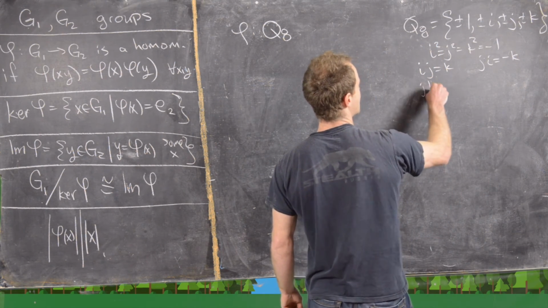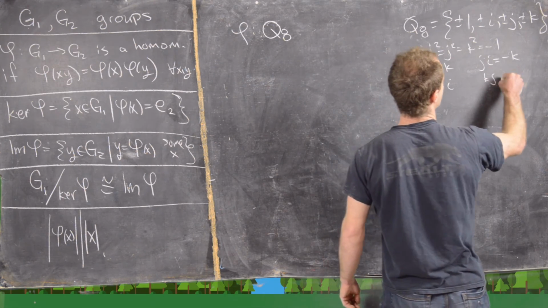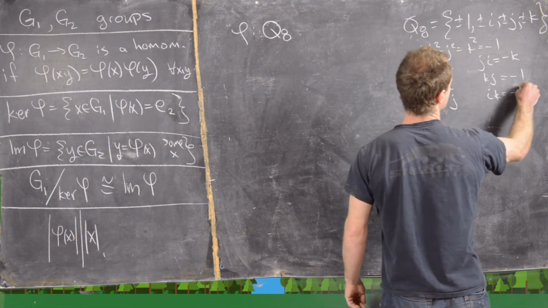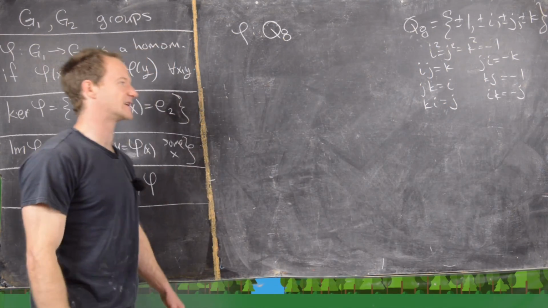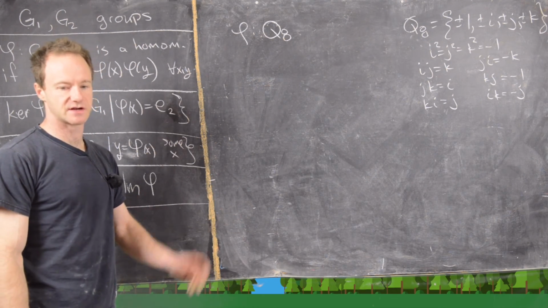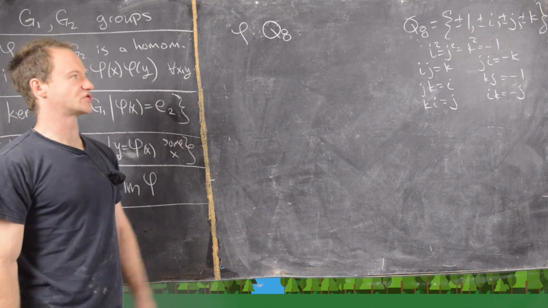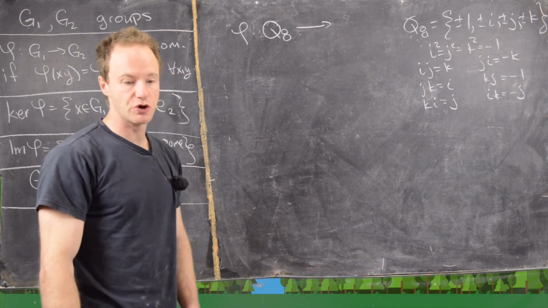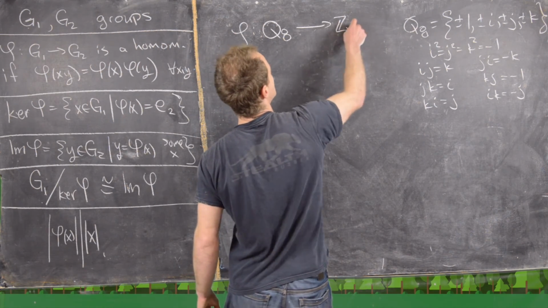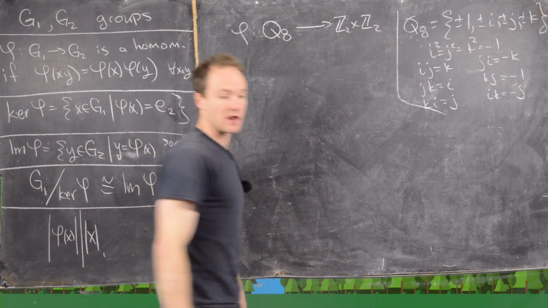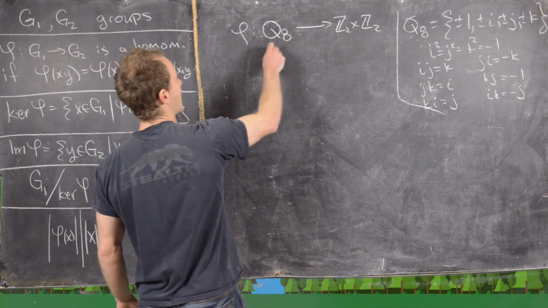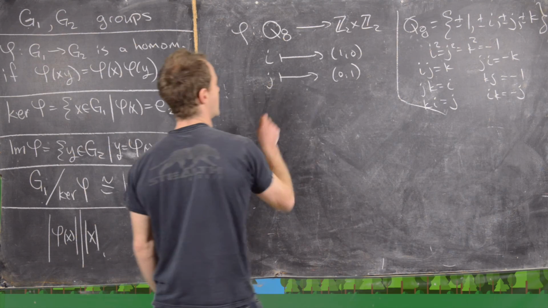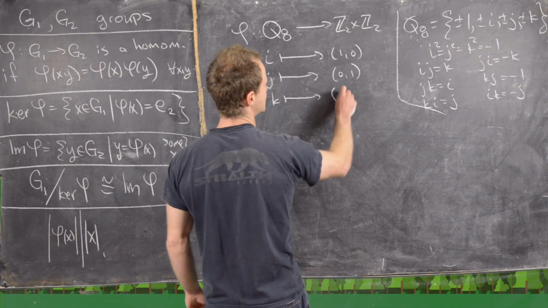Let's see. j times k equals i. k times j equals negative i. k times i equals j, and finally i times k equals negative j. So there's a way to think about this as putting i, j, and k on a circle, and there's some sort of way to remember this, but I'll just write this down. Okay, good. Now what we want to do is define a map from Q8 into Z2 cross Z2 by the following. So let's go ahead and say that i gets sent to (1, 0), j gets sent to (0, 1), and then k is going to be sent to (1, 1).